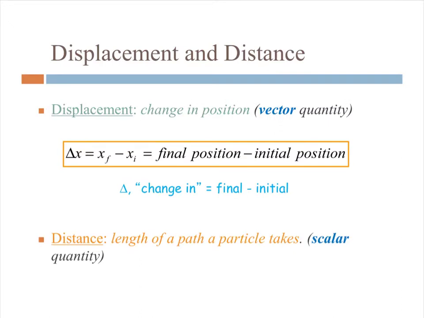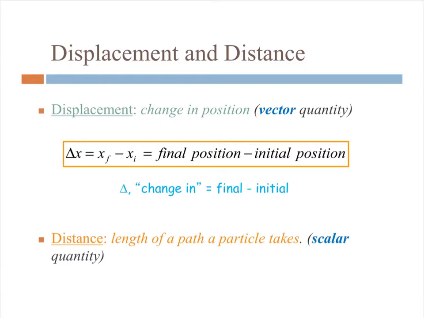We also begin with displacement and distance. Displacement is a change in position. So remember that anytime that you see a delta, you always need to think of change in, always final minus initial. In this case, final position minus initial position. Remember that displacement is a vector quantity, meaning this one does need both a magnitude, meaning a numerical value, and a direction.